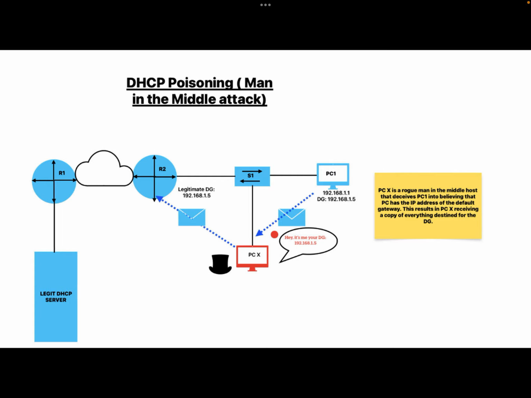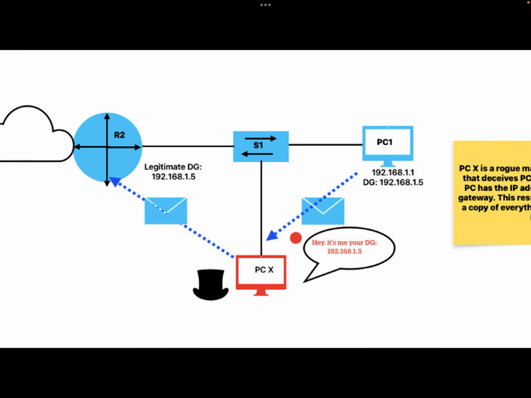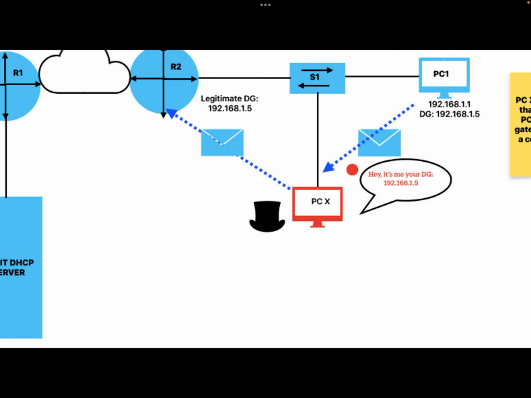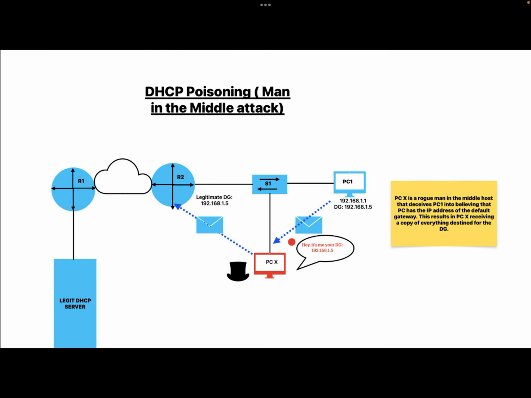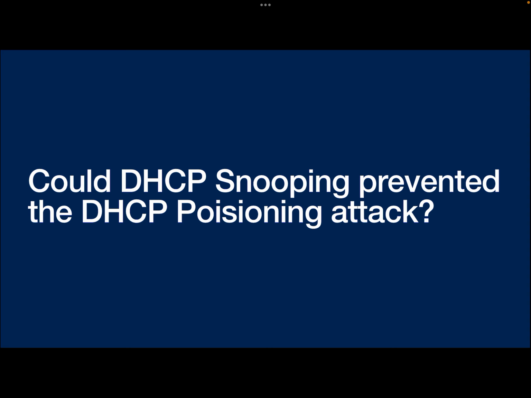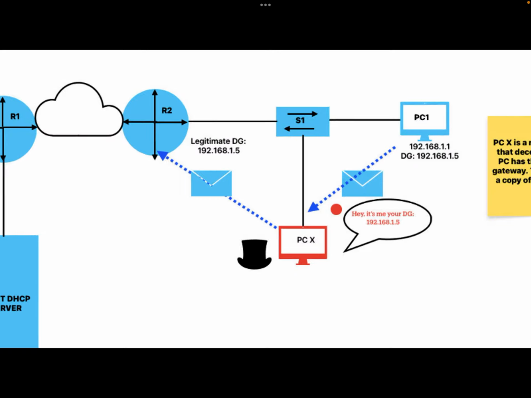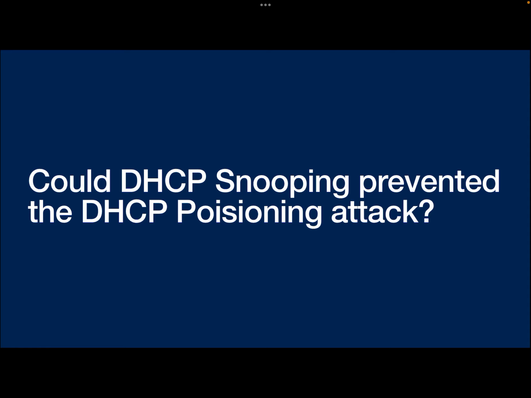Now, one of the reasons why we have DHCP snooping is to prevent these kinds of attacks, because this would not have happened with DHCP snooping. So the question is, could DHCP snooping prevent the DHCP poisoning attack? And as I've just confirmed, yes, it was preventable. How though? Can anyone think how DHCP snooping would have prevented this? Well, let's look at the answer.